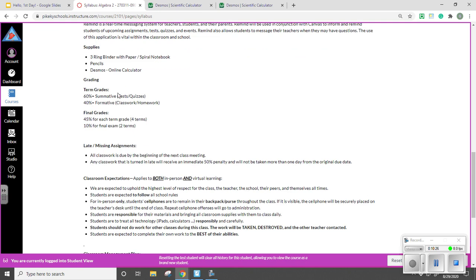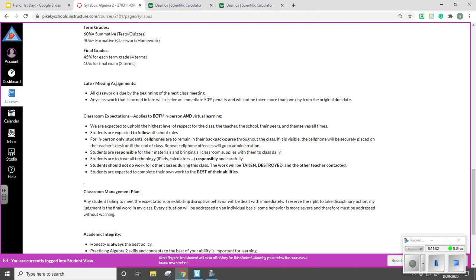Grading is 60% for summative grades, which is any test or quiz, and 40% for your formative grades, which is classwork, homework, practice work. And for each semester, your grade is calculated by using 45% of your first 9 weeks grade, 45% of your second 9 weeks grade, and 10% is your semester grade. And that's how you calculate your whole first semester and second semester grades.